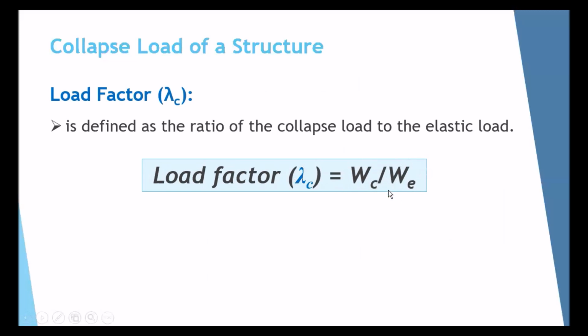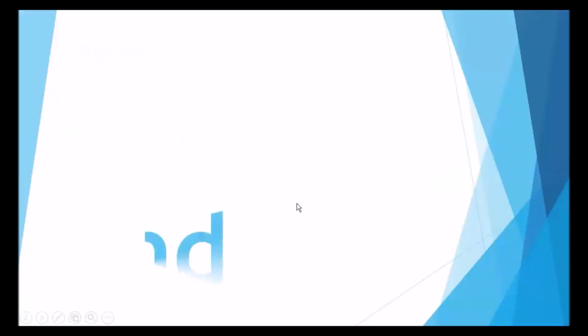W elastic, we calculate from the elastic stage using regular equations for the moments. It could be a fixed end moment if you have one span with fixed ends, and you can do it easily. This is similar, using regular equations, and the collapse load as we did in the previous slide. So the ratio between W collapse divided by W elastic, we call it the load factor.